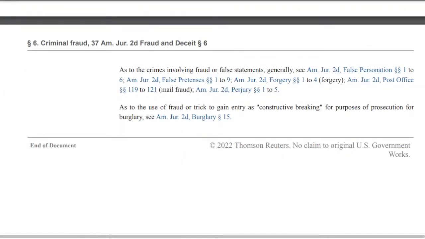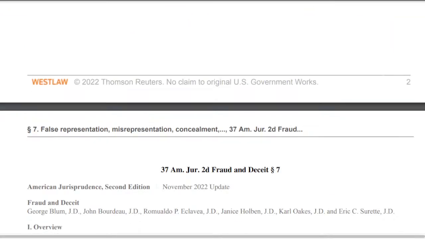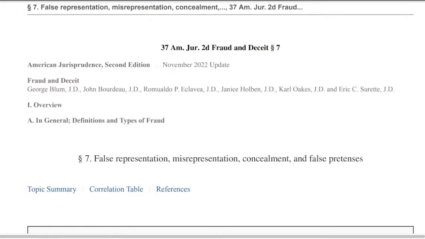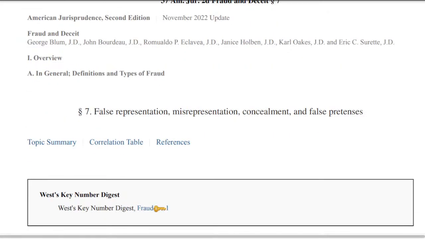Okay, so there's a crimes involving fraud or false statements as use of fraud and trick to gain entry as constructive breaking for purposes of prosecution for burglary. Okay. Wow. Section 7. False representation, misrepresentation, concealment, and false pretenses.